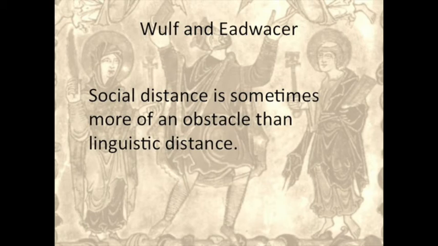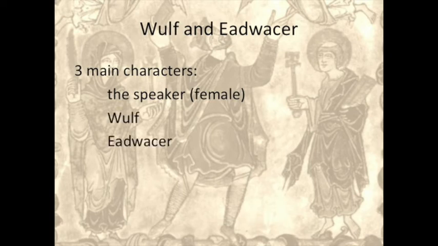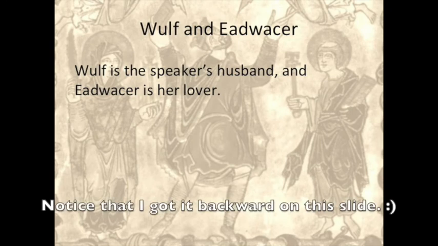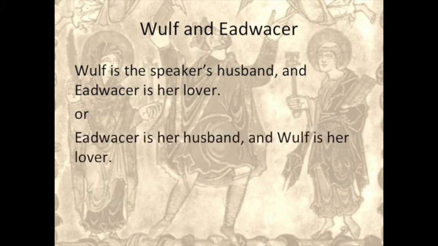To some translators, to some readers, this poem is about a love triangle. There are possibly three figures here. The speaker, who most translators and most scholars interpret as a female, and then two males, Wulf and Eadwacer. But the nature of the triangle is something the critics do not agree on. I think the most common reading is that Eadwacer is the speaker's husband, and Wulf is perhaps her lover. But there are also translators and critics who have read it in exactly the opposite way, where Wulf is her husband and Eadwacer is her lover.